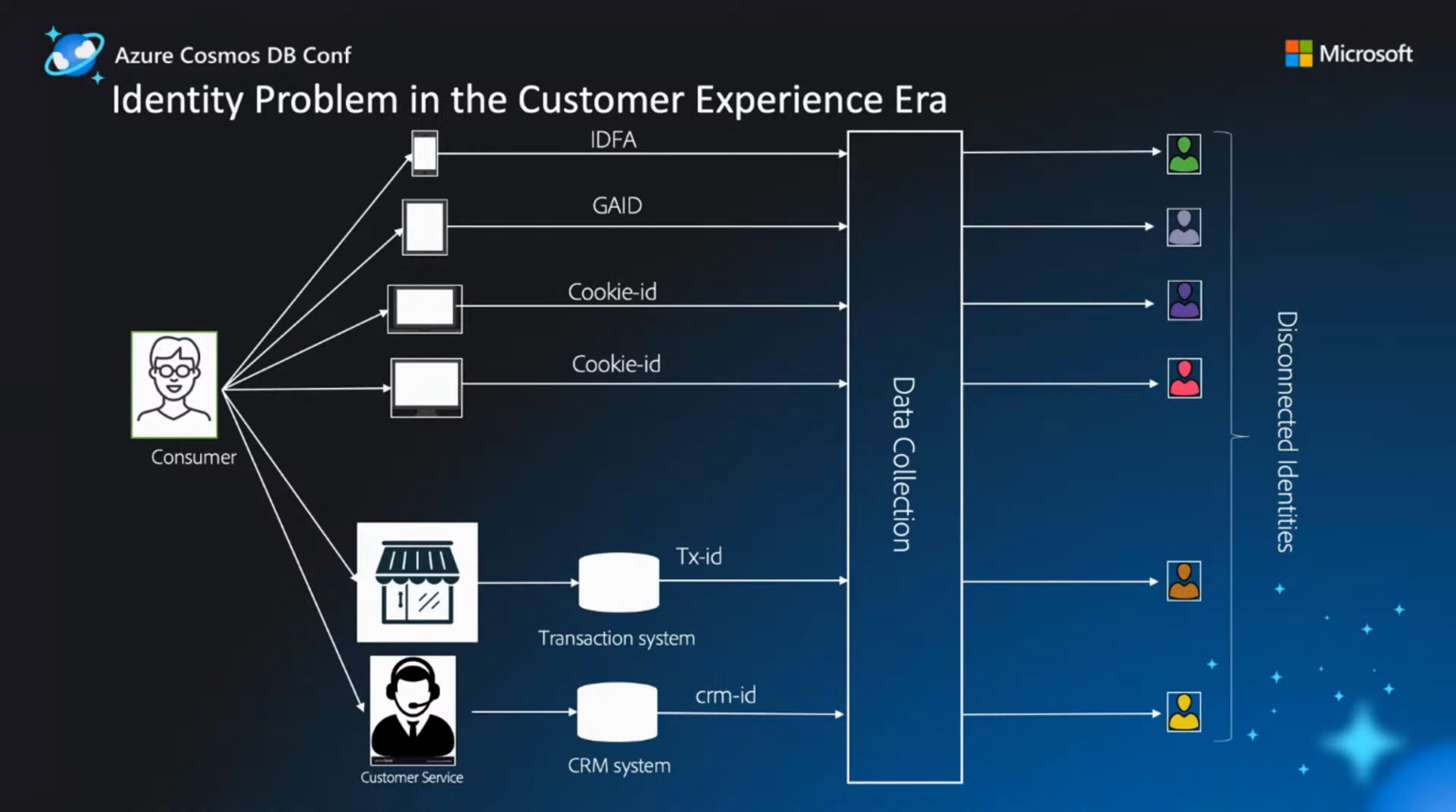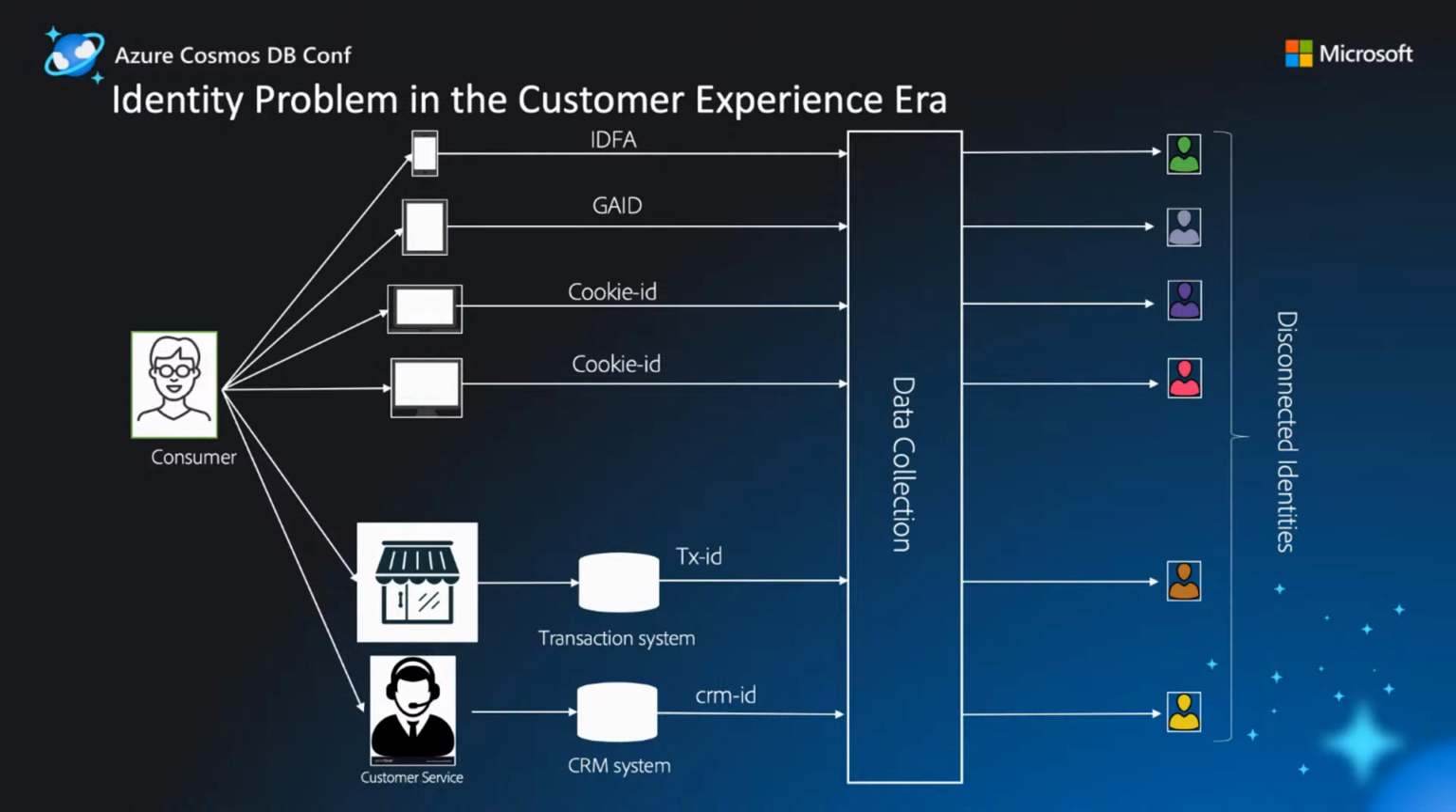Every single place, there is an identity. If you were to think about it as database people like us, there is a primary key that we are talking about. This primary key is like an IDFA, the cookie, or the CRM ID. These identities exist, and each one is different.